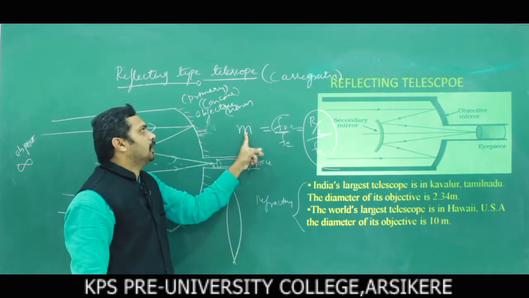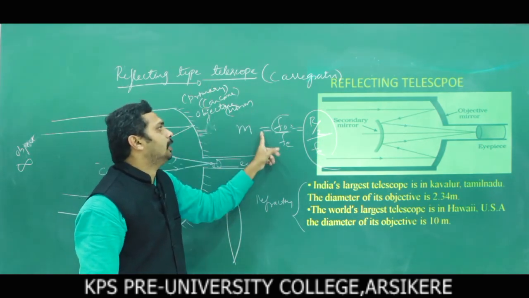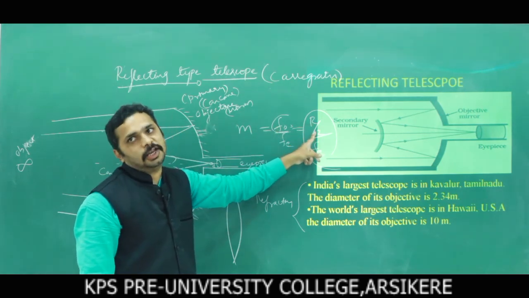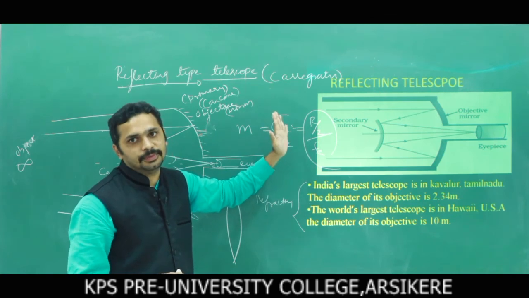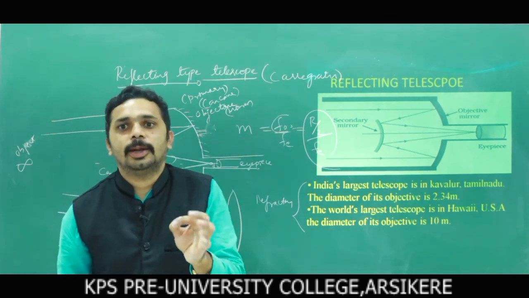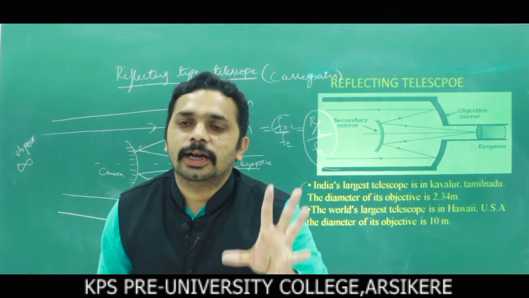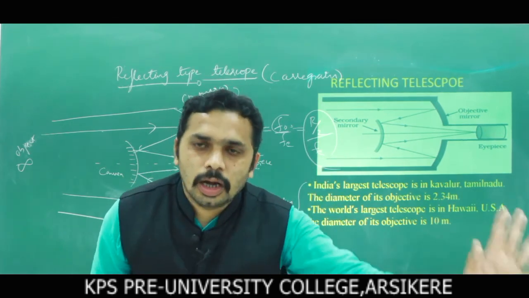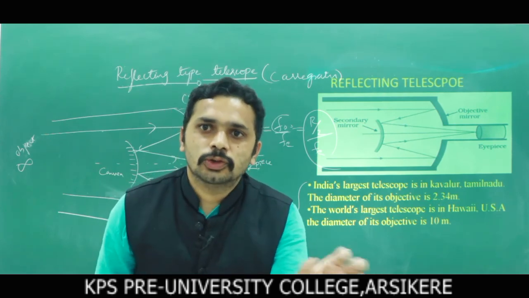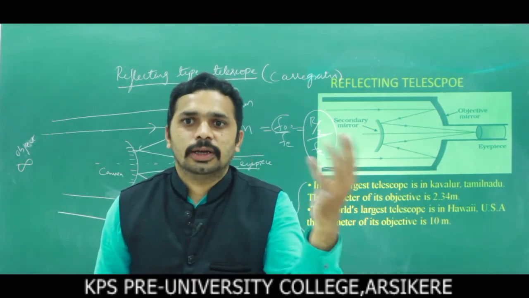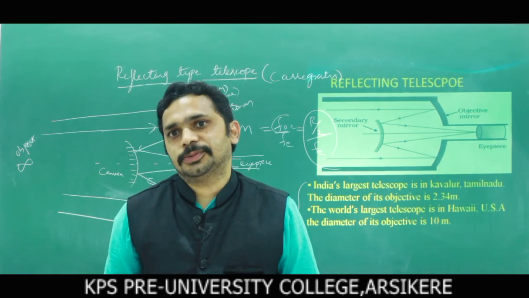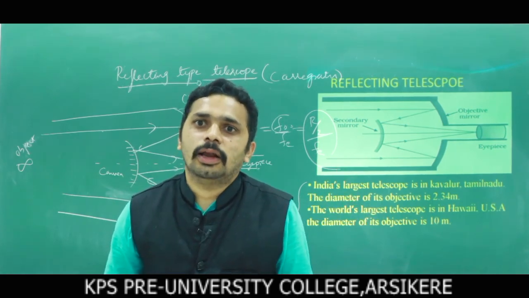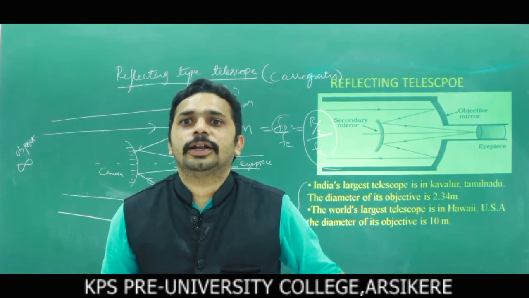This is the magnification for the reflecting Cassegrain type telescope. M is equal to f0 by fe, but here f0 depends on the radius of curvature. This is the advantage. So all the advantages of the reflecting type telescope. What are the advantages of a reflecting telescope? No handling defects, no chromatic aberration. If you use parabolic reflectors, we can avoid the spherical aberration also. Some of the advantages of reflecting telescopes. I told that nowadays the modern telescopes are reflecting type telescopes.